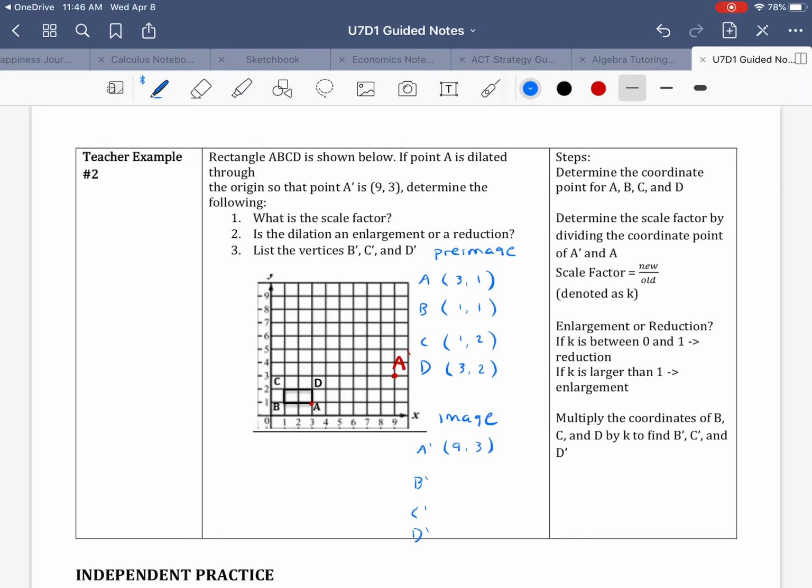Now in order to find the scale factor, we need to do new over old. So K is going to be new over old. Our new image is 9, 3. Our old image is 3, 1. So this is A prime and A, which means our K is a factor of 3, right? So that is our first question. What is the scale factor? Our scale factor is 3. Now, since 3 is a number that is greater than 1, it is going to be an enlargement. That means our rectangle is going to get bigger.